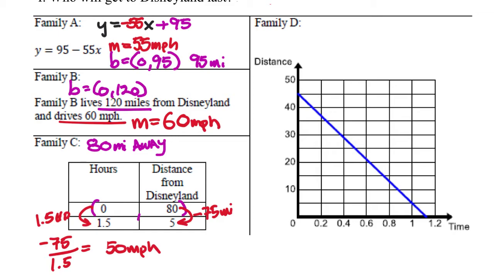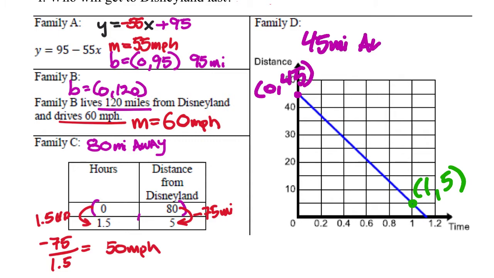Family D, we have a y-intercept. That's just where the line goes through the y-axis. That's at (0, 45). And then the other ordered pair that I see is this one right here. That's at 1 hour and 5 miles. All right, but the y-intercept, yeah, that tells us they're 45 miles away to start. So that's probably how far away they live. And then after driving for 1 hour, they're 5 miles away from Disneyland.